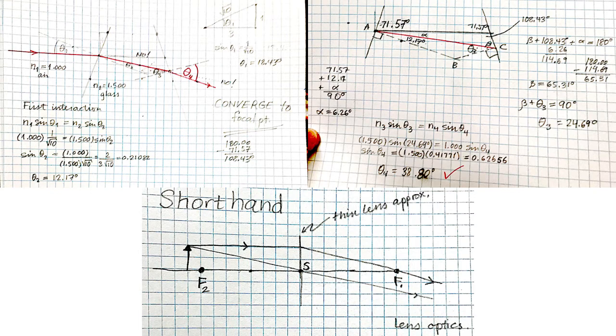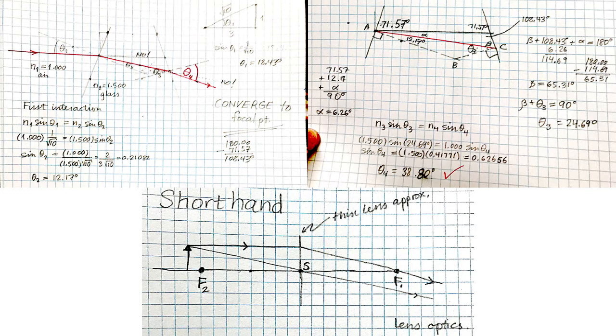Now what we want to do is figure out theta 2. For that, we need to know our indices of refraction. So let's make some notes over here. N1, this is going to be air. And down here, N2, let's call it 1.500, just a nice round number. So that's going to be some glass. That's a typical value for glass.